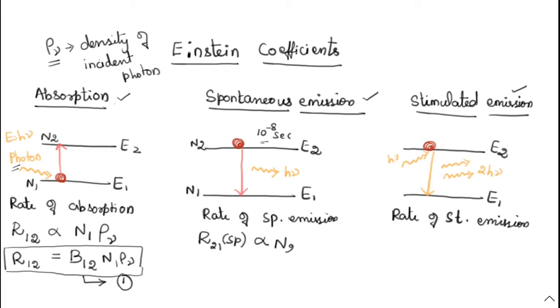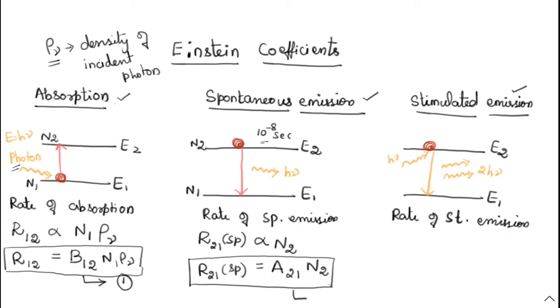To remove this proportionality symbol, I am going to introduce a constant, which is A, and the transition takes place from 2 to 1, from the higher energy state to the ground state. So A21 N2, where A21 is the proportionality constant, the spontaneous emission proportionality constant. So R21 spontaneous is equal to A21 N2. It depends only on the number of atoms in the excited state. I am considering this as equation number 2.